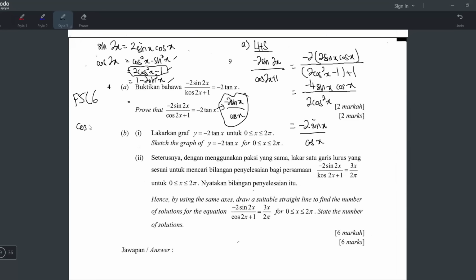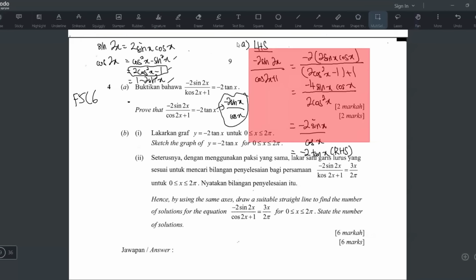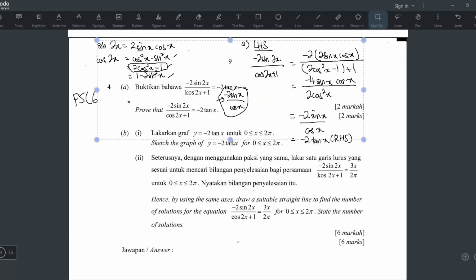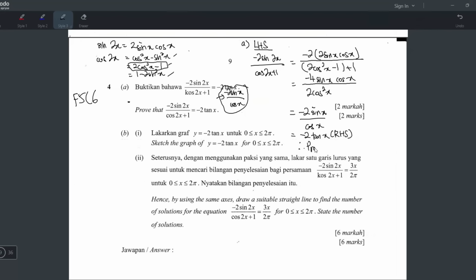Because it's like that, cos x over cos square is cos x times cos x. So when you cut, you're left with one cos x at the bottom. That's why you're left with one cos x at the bottom. Alright, so as you can see, this one is already the same as this, right? But it's not done yet. You still have to write one more line, which is negative 2, and then sine over cos is tangent x. Now it's already the right hand side, so you can write proven. Done. Okay, let me make some space. So dot dot dot proven.